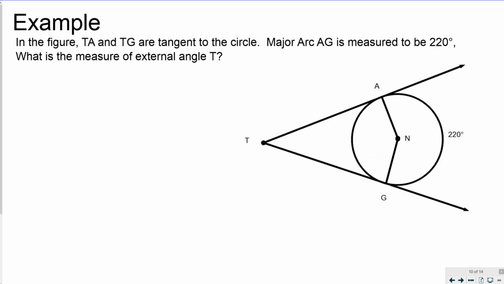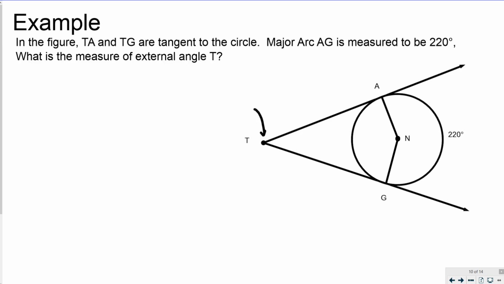Okay, so now we're going to do some angle finding. In the figure, TA and TG are tangent to the circle. Major arc AG is measured to be 220 degrees. What is the measure of external angle T? Okay, so they want us to find the angle over here. So we're going to have to do some logical thinking here.